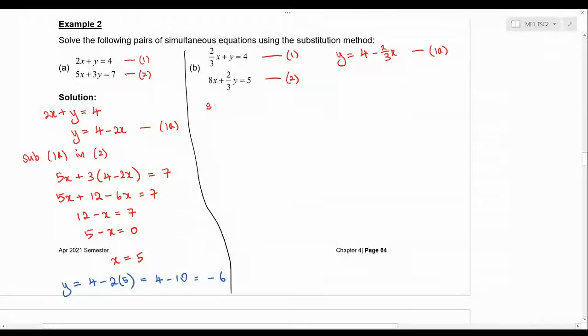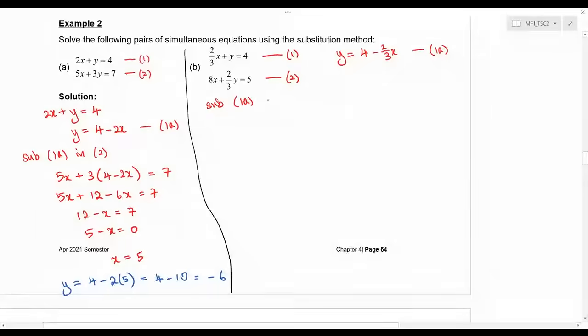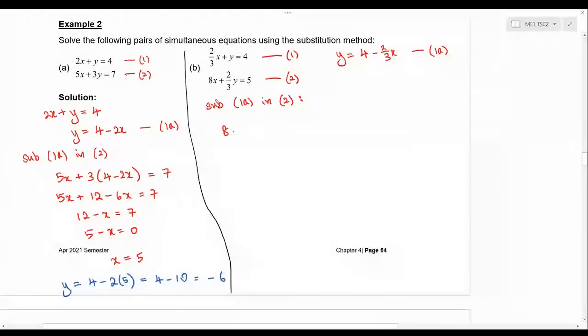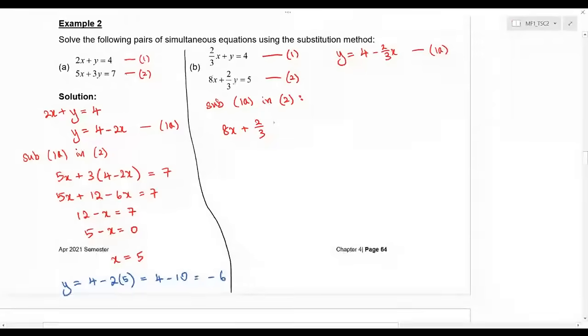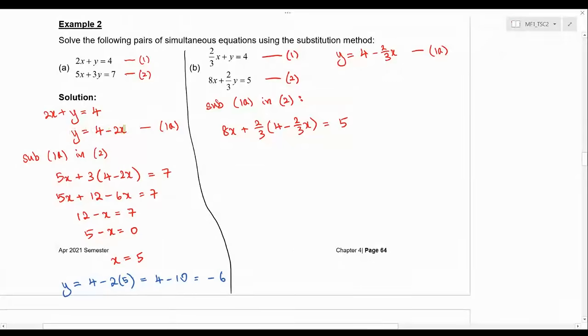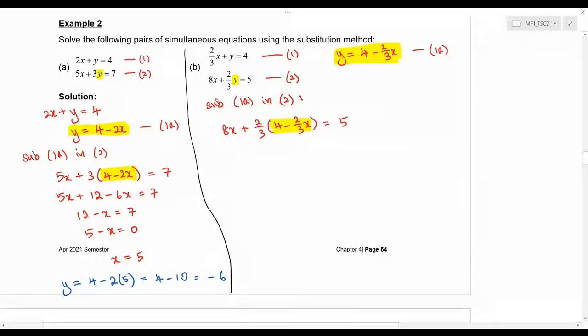So what happens now is I am going to substitute equation 1a in equation 2, right? So I'll end up with 8x plus 2/3 of 4 minus 2/3 of x equals to 5. Okay, just now I didn't really do a highlight, but now maybe I'll just put it in so everyone could see this is what I'm trying to do. Right, so the yellow highlighted basically all the substitutions.